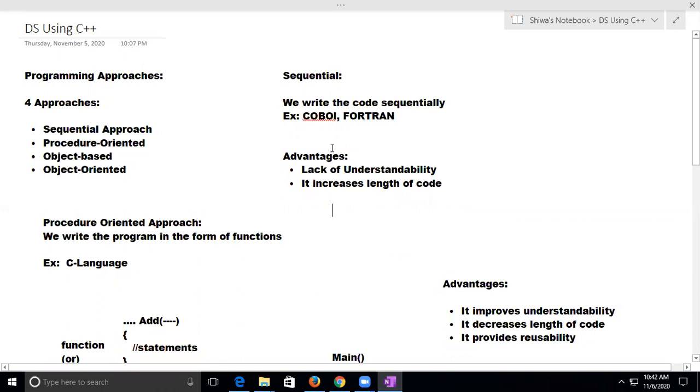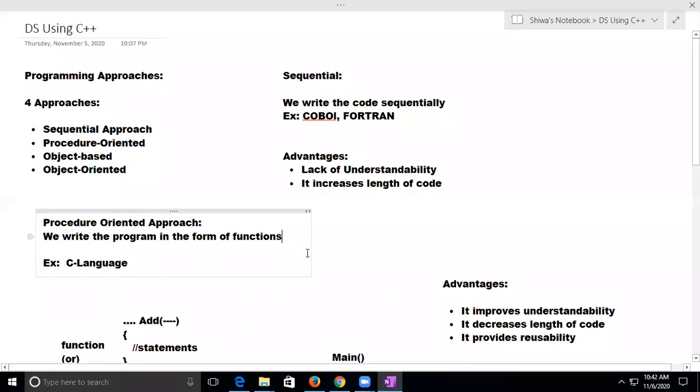Okay, so did you understand? Did you understand about programming approaches? Please, all of you give the response in the chat box. Okay. Yes. Okay. Thank you.